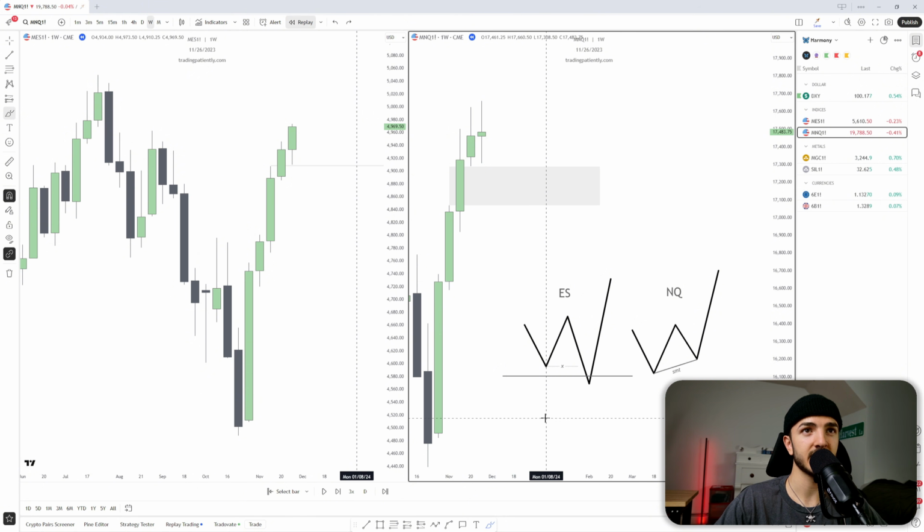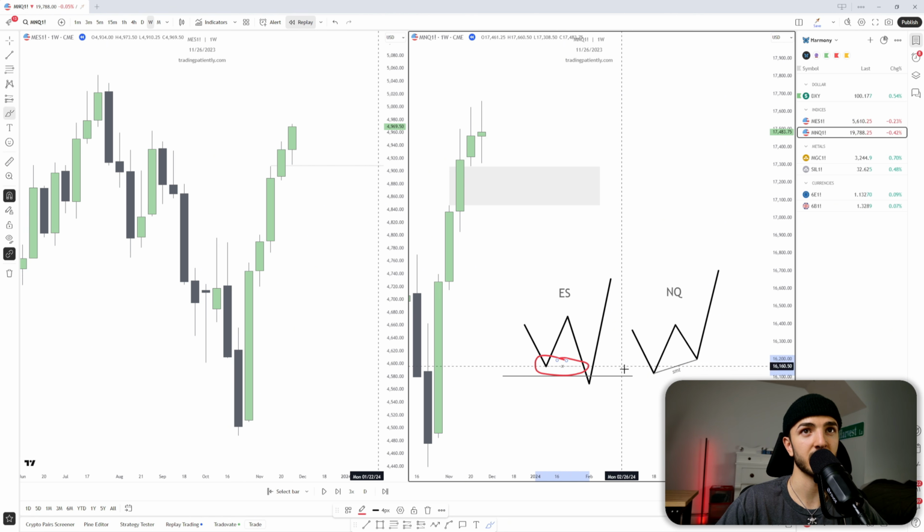As we can see, ES takes this low. It sweeps the low into the key level. NASDAQ fails to take this low right here and actually makes a higher low. This is our SMT divergence, and that is your failure swing that you're going to be looking for. The failure swing is the staple signature in price that you're looking for when spotting SMT.